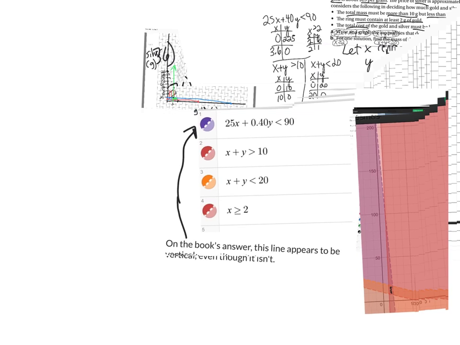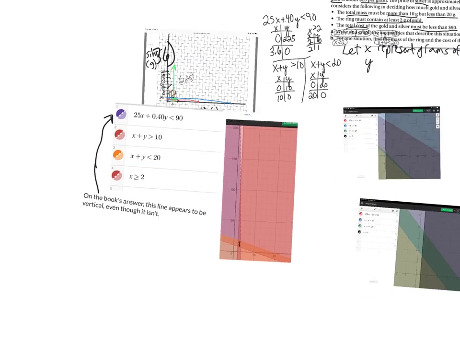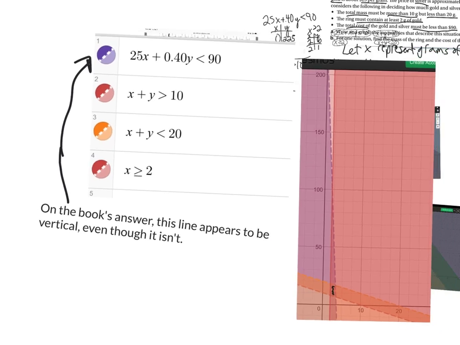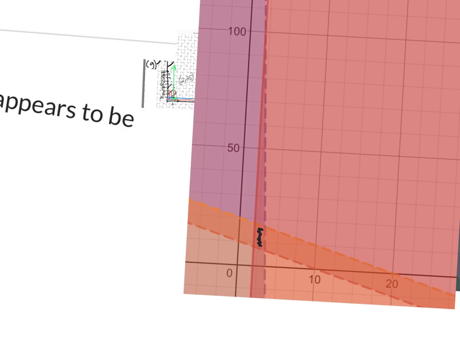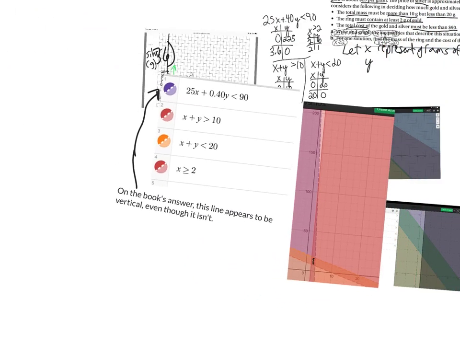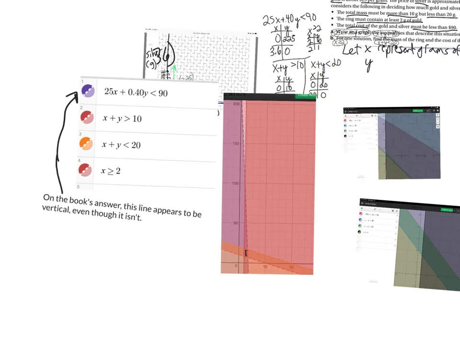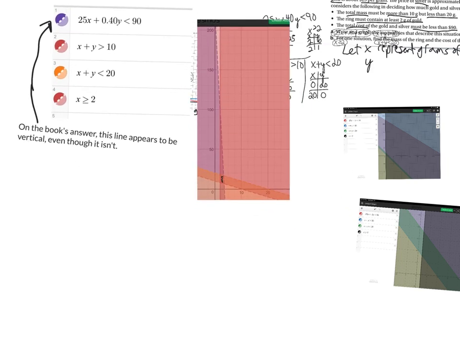So a couple other takes on this graph would be something like this, and there's just a little black section here that I've shaded in. That would be our solution. On the book's answer for this one, the one line looks like it's vertical, but it's really not.